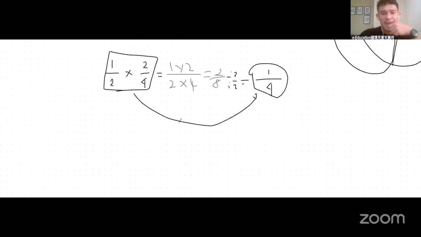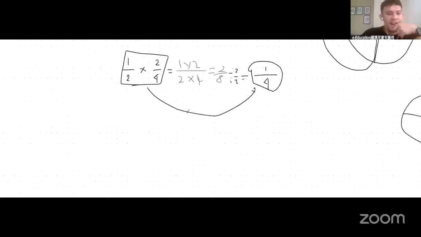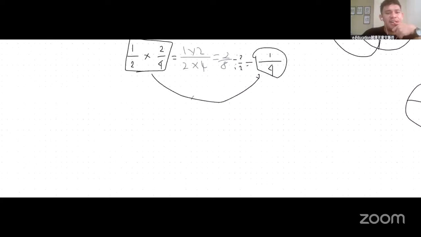Okay, how about this? Let's think of a number. This 4 out of 5 times 1/3. I want you to solve this, Aaron.